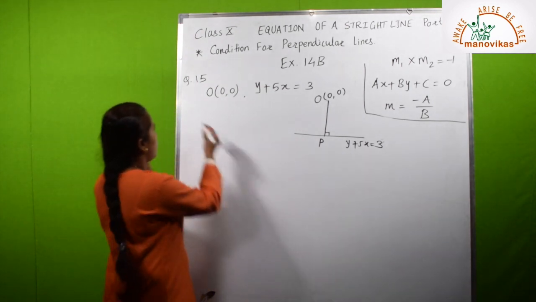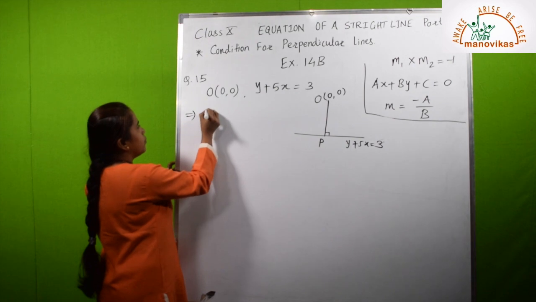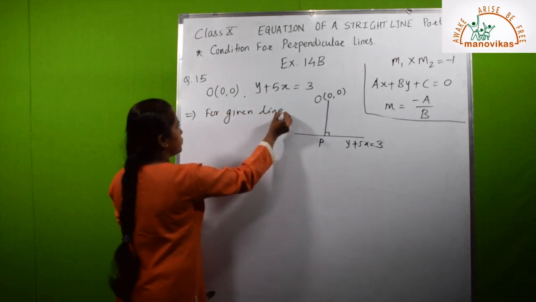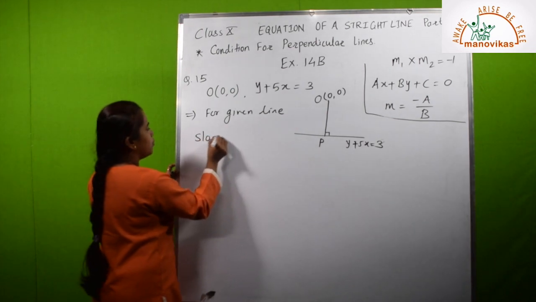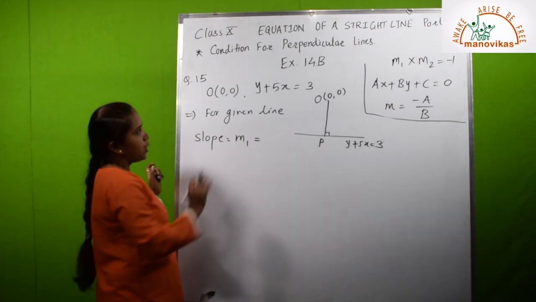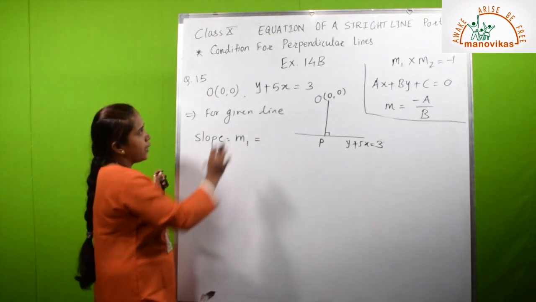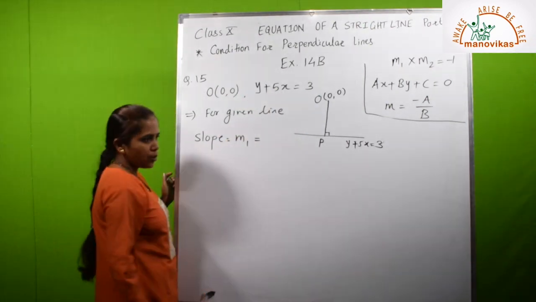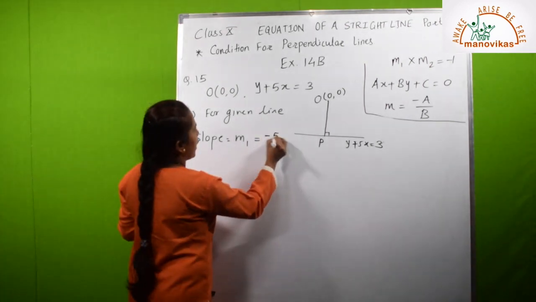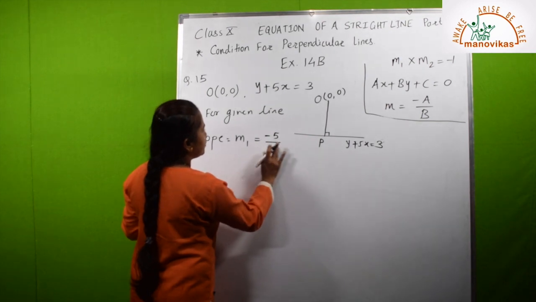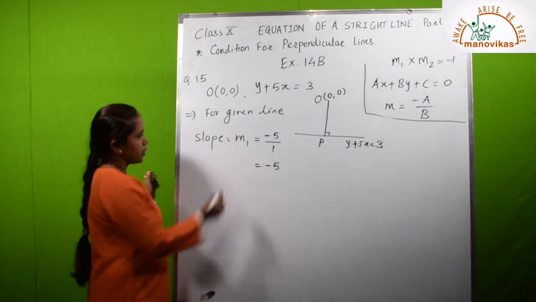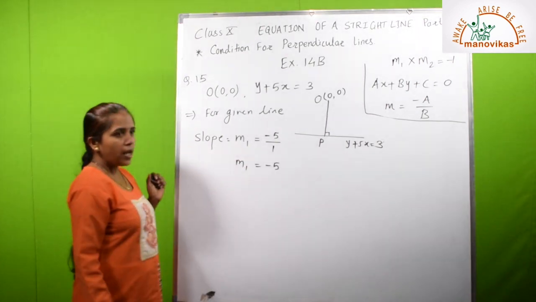Okay. Now first, for the given line, the slope value. Slope is suppose m1. Now how to find the slope? Again it is y plus 5x is equal to 3. So minus a upon b, that is minus 5 upon 1, which is equal to minus 5. This is the slope of the given line m1.